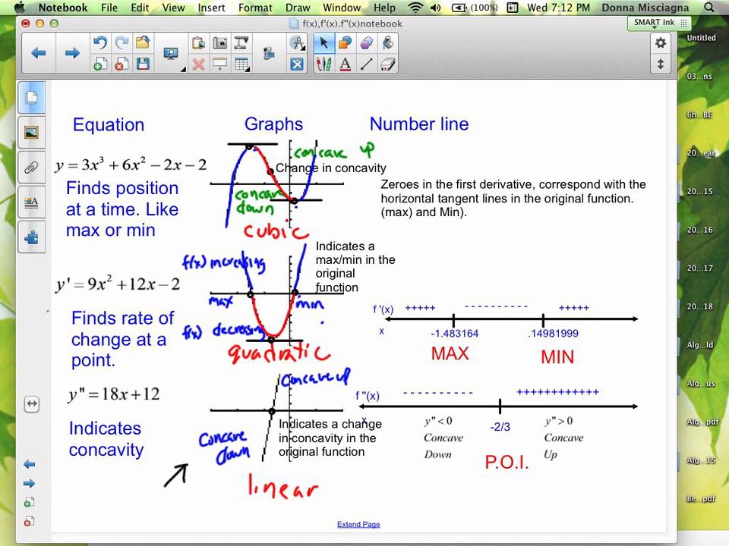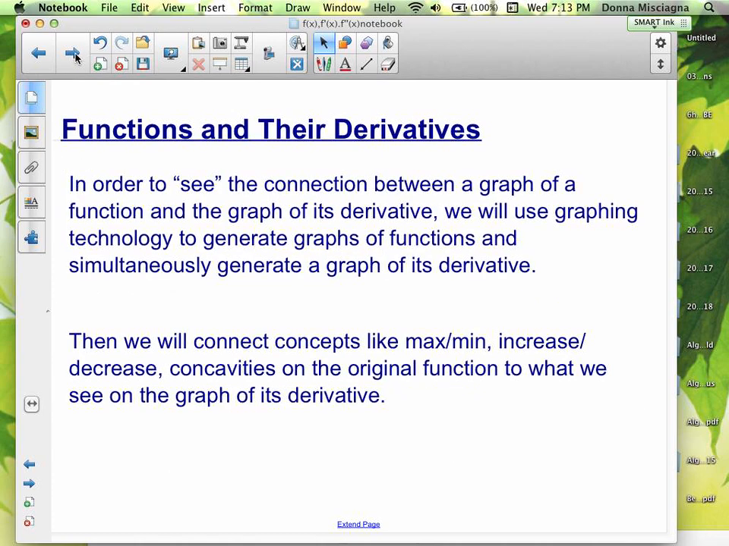So this whole lesson is going to be looking at functions and the graphs of derivatives, first derivatives and second derivatives, and being able to draw the graph of the derivative from the function and the function from the derivative, and going back and forth. So functions and the derivatives.